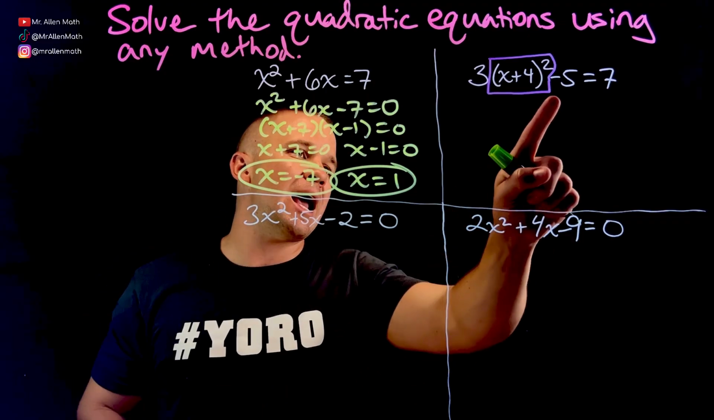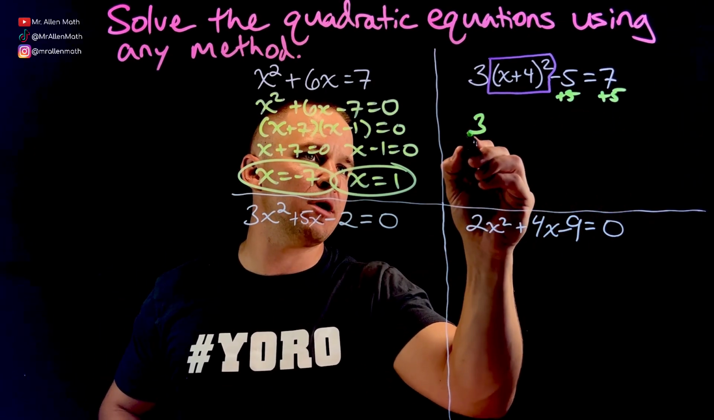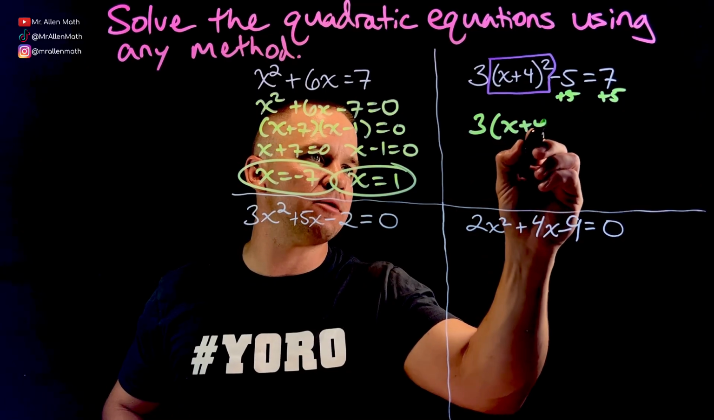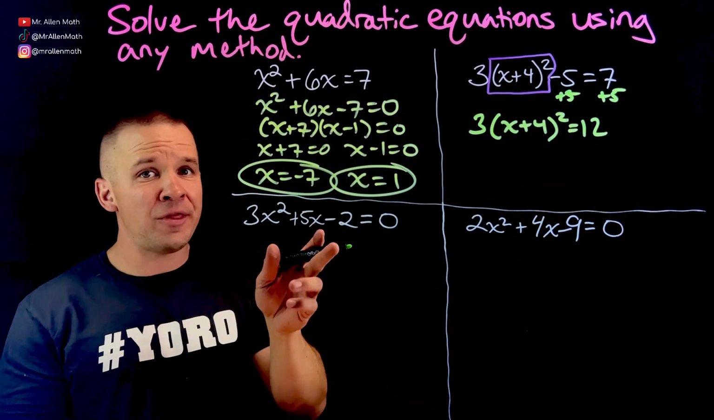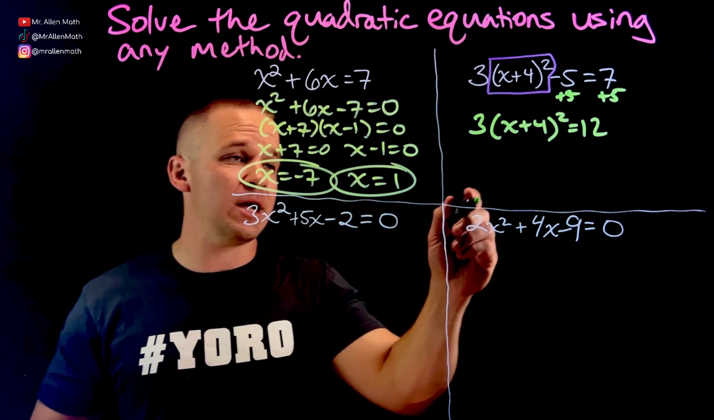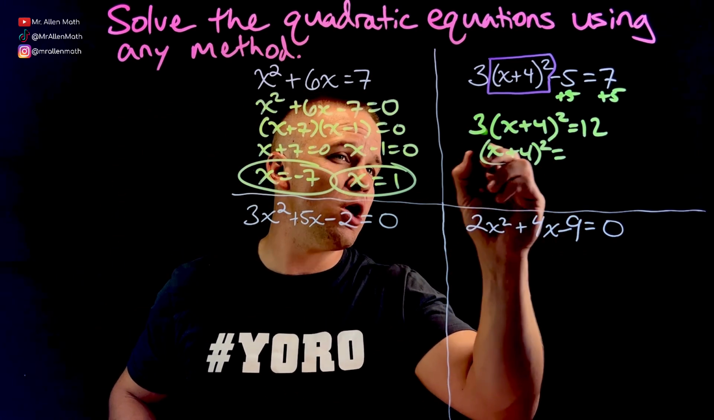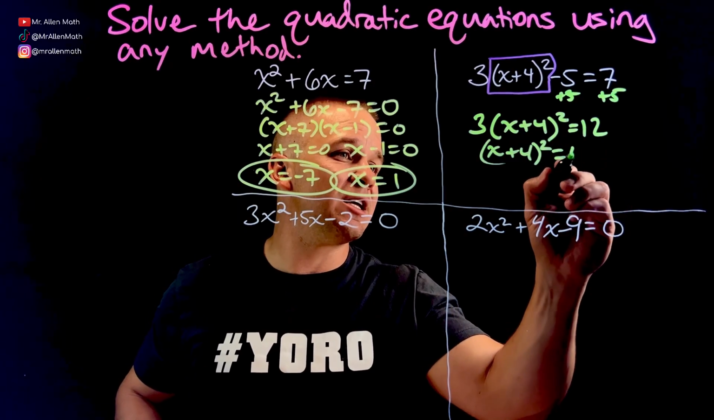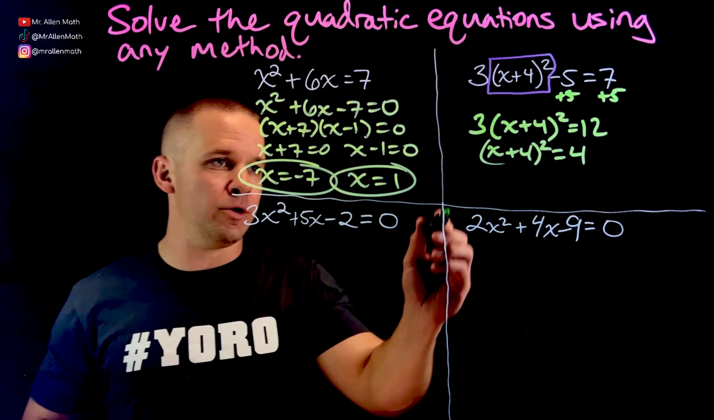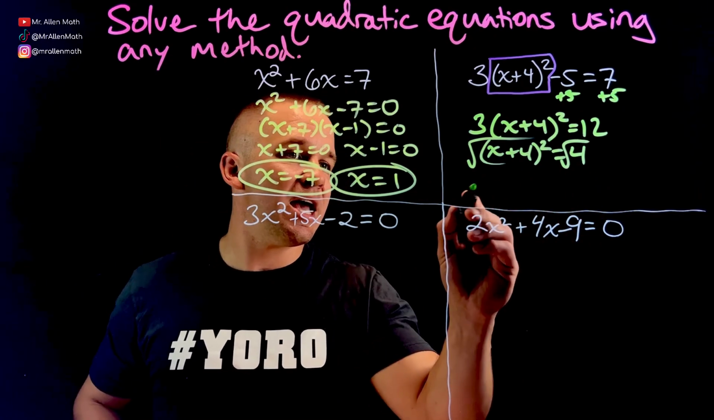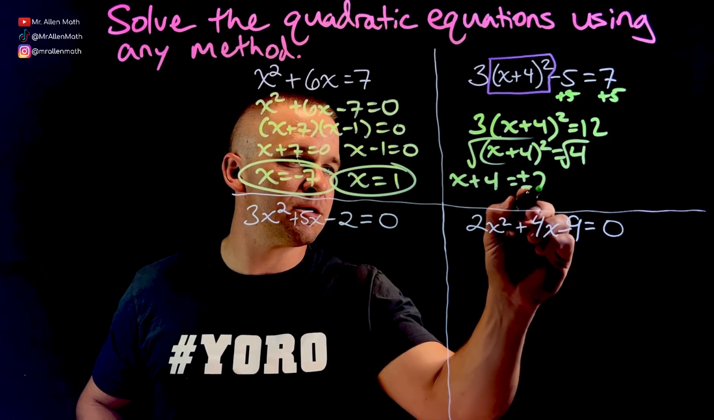All right. So I'm going to add 5 first. So add 5 to both sides. And I get 3, and then parentheses x plus 4 squared equals 12. Then I'm going to divide by 3. So I'm going to have x plus 4 quantity squared equals, well, 12 divided by 3 is going to give me 4. Now I can square root on both sides. And I'm going to get x plus 4 equals plus or minus 2.